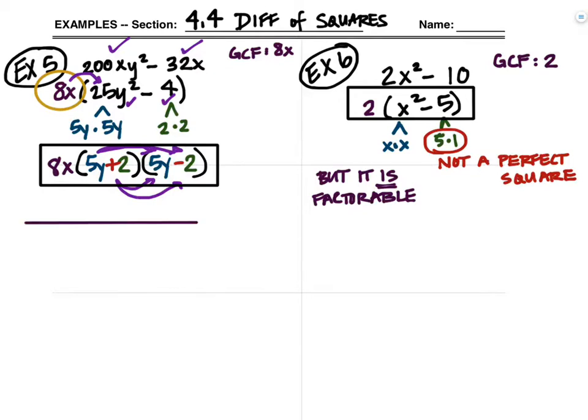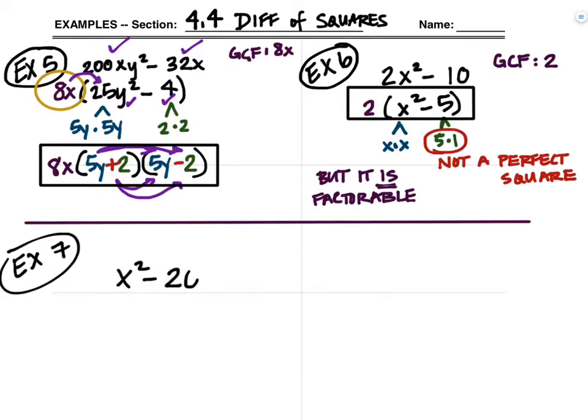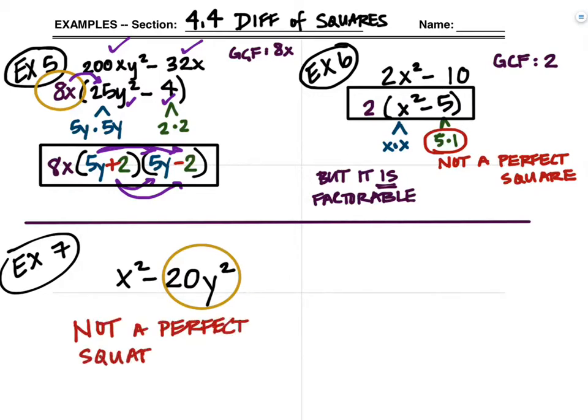Example number 7 is x squared minus 20y squared. This is not a perfect square in the second term. So 20 is not a perfect square, and there's no GCF between the two terms of x squared and 20y squared. So in this case, it's not a perfect square. There is no GCF. So again, not a perfect square, and there's no GCF. Therefore, it is not factorable. So if it's not factorable, again, we're going to write prime.